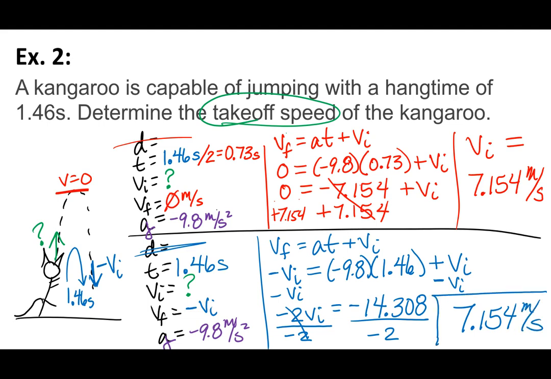So again, it doesn't matter which method you use, as long as you keep up with whether it's the total time or the half time. Either method gets exactly the same answer, so you do the one that makes the most sense to you. Now, the last thing is why don't we figure out the maximum height? So how high can this kangaroo go?